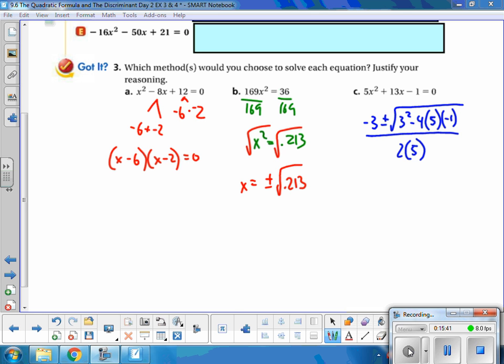For B, I'm going to square root everything. Fantastic. For C, what times what gets me 5 and adds to 13? Tricky one, so the quadratic formula helps me out with that one. That'll give me my solution.